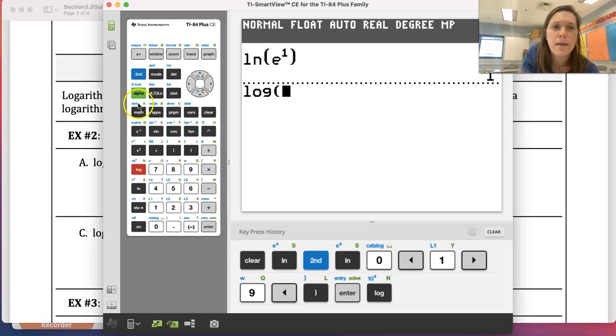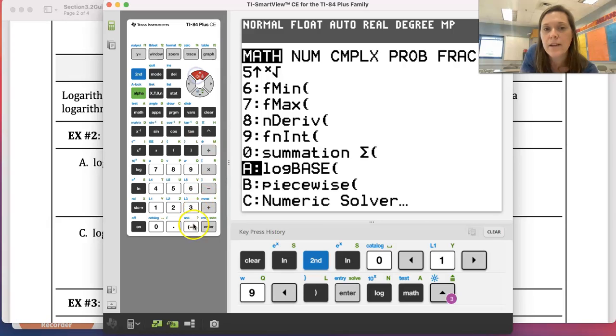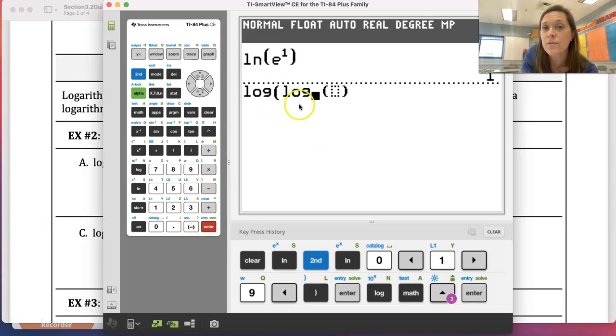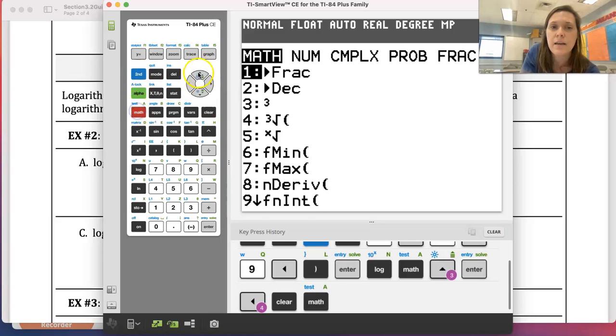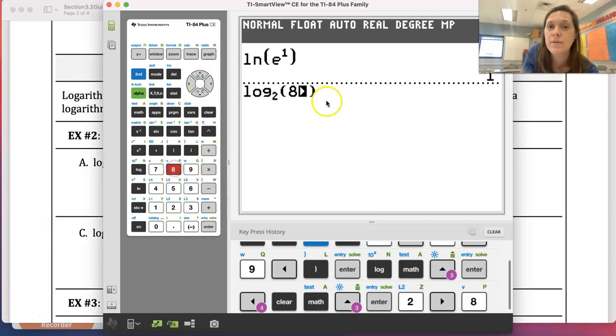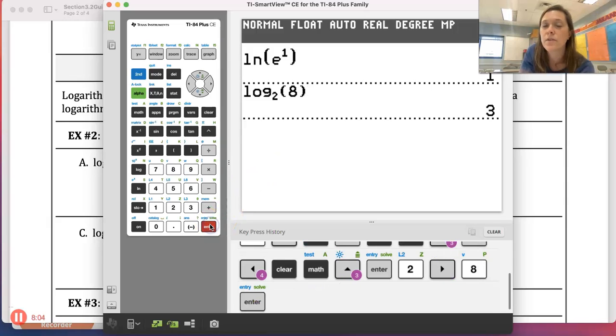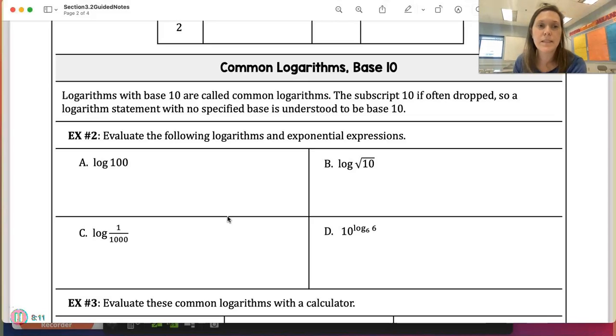Your calculator may have an option, mine does, where it gives you an option to do a log with a base and a number. Let me get rid of this in front. Math, log base. The 83s, I don't know if they have them. So if I wanted to do 2 and then 8, we know that 2 to what power is 8? Well, 2 to the third power is 8. So your calculator can do log bases for you, which is kind of nice. But the original log, just no base, is assumed to be 10.